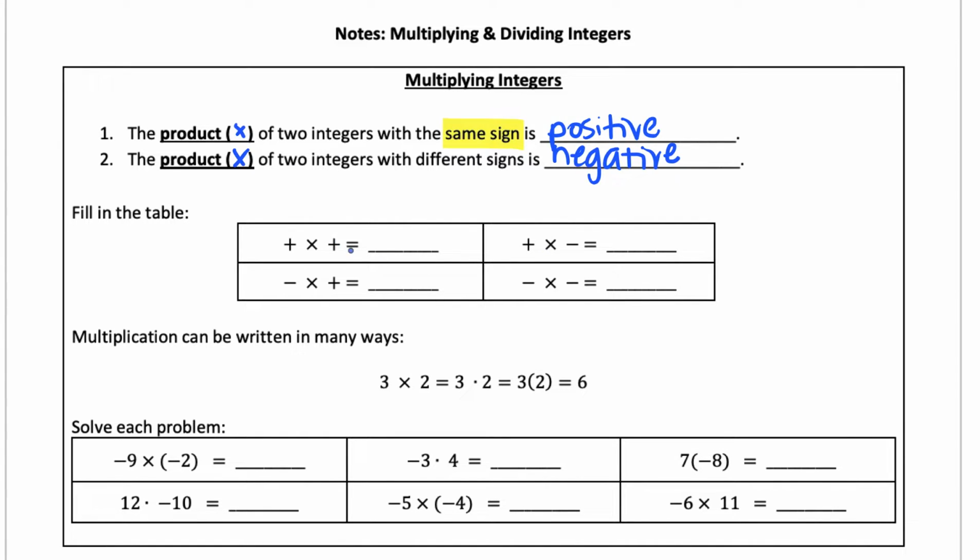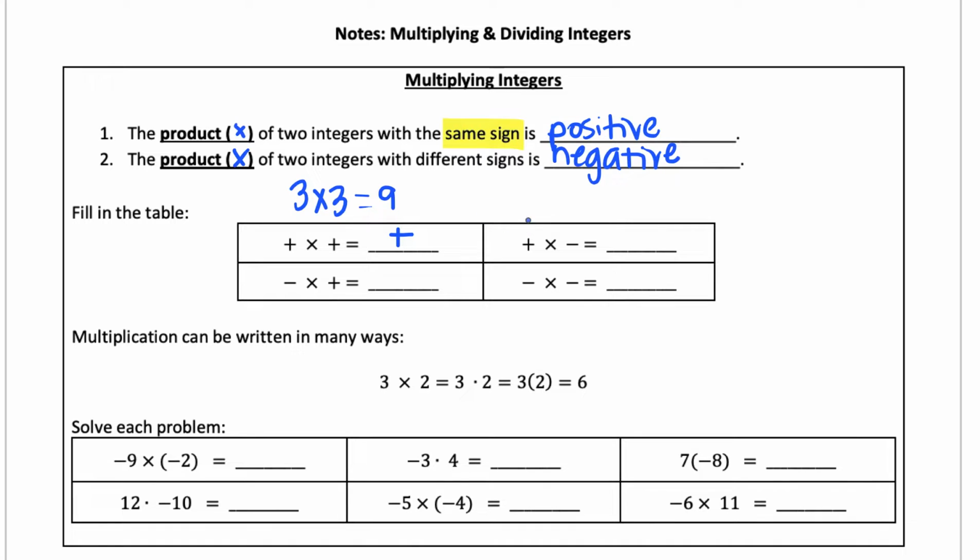So if we think about that, we can fill in this table. I have a positive number times a positive number, so my answer must be positive. And that's something just like 3 times 3. We know that 3 times 3 is 9, so it'll be positive.